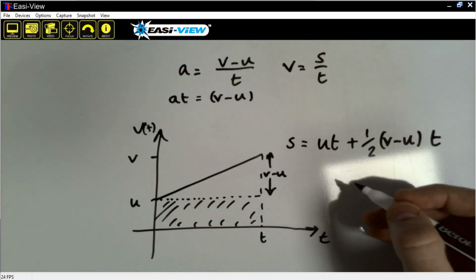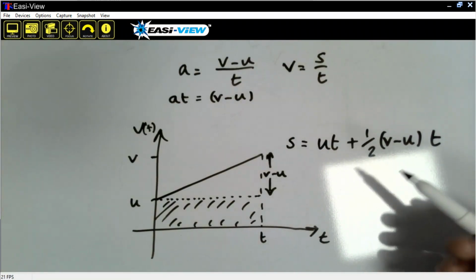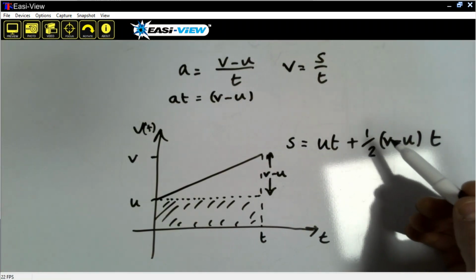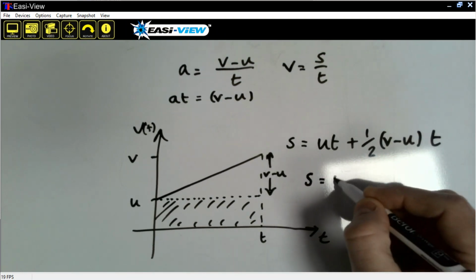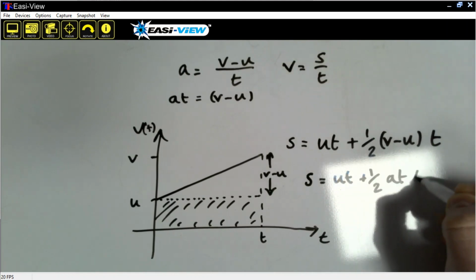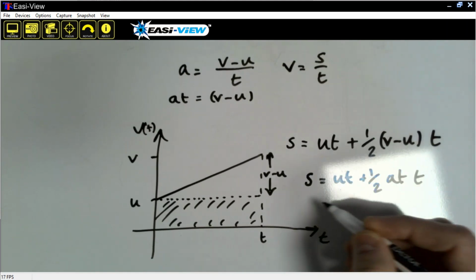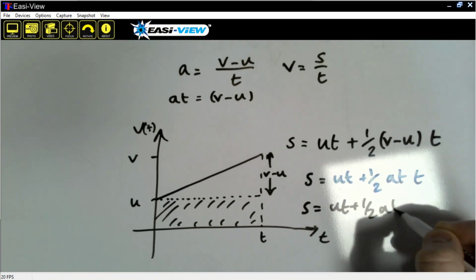Doesn't quite sound familiar yet, but then if you go back to my initial statement about what acceleration is, I can actually replace v minus u with at. So you end up with S equals ut plus a half at times t, and that ends up with a much more familiar S equals ut plus a half at squared.